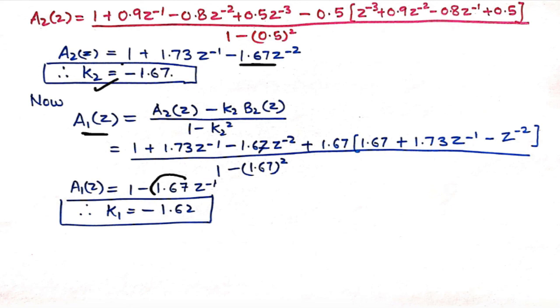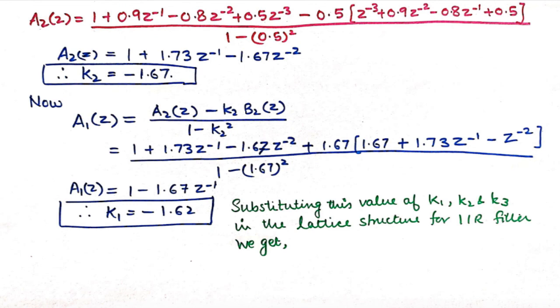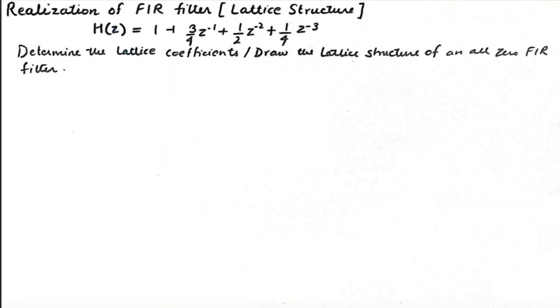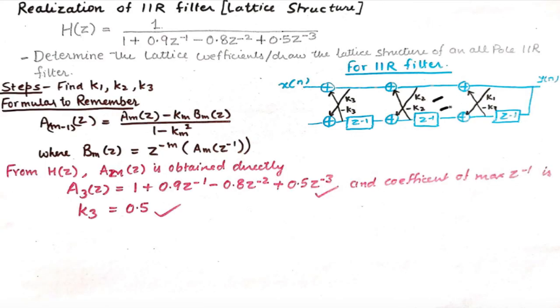And now once K1, K2 and K3 are known, we simply need to substitute the values of K1, K2 and K3 in the lattice structure for IIR filter, and we get our answer. So we substitute the values here for K1, K2. Please understand the value of K1 going downwards is as it is, and the value of this arrow is minus K1.